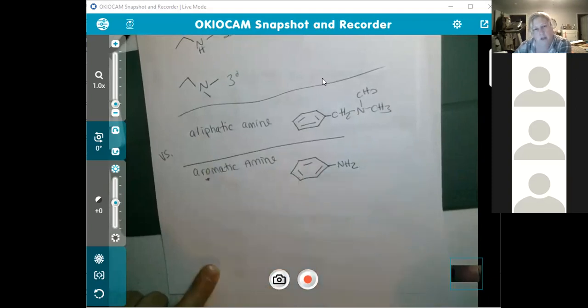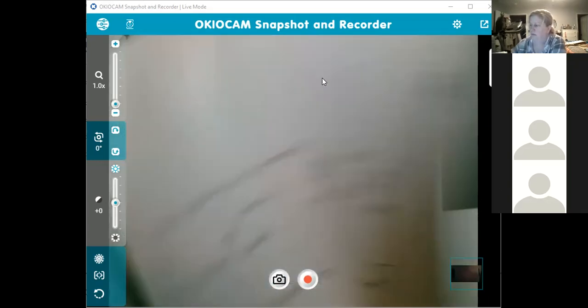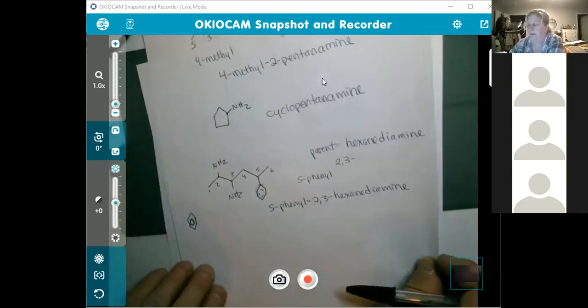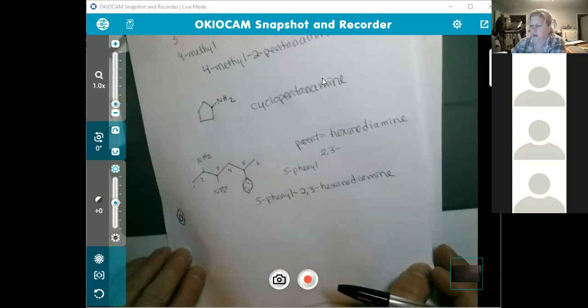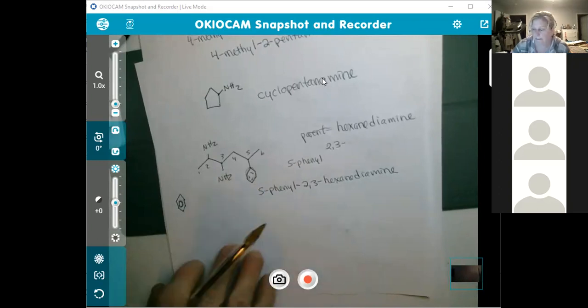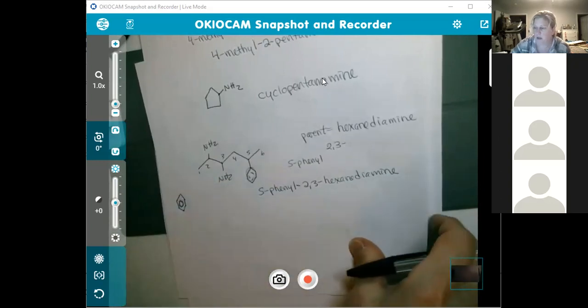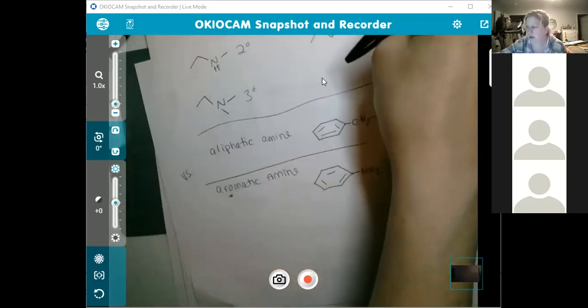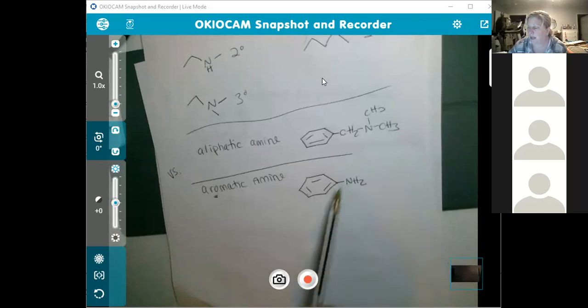Can we go back to the 5-phenol one? Yep. You guys said this one is aliphatic. It's aliphatic. The nitrogen is not directly attached to the benzene ring. It's nowhere near it. That's where I got confused, because when we drew the one for aromatic, it was attached and it looked the same. Oh right, yeah, I get it.